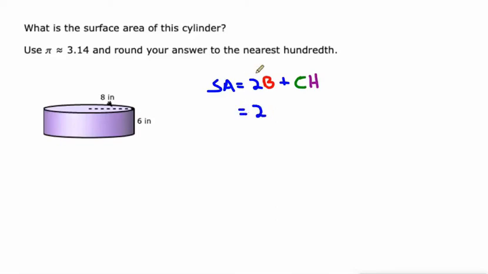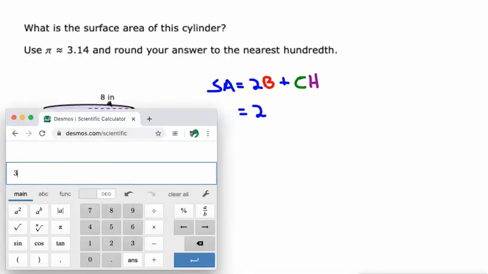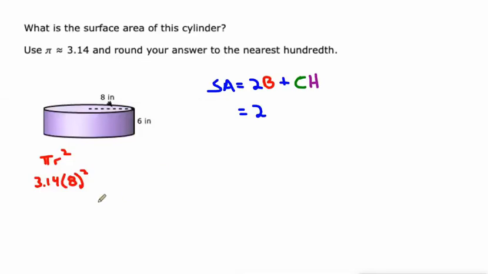So here we go. 2 times the area of the base. Let's come over here and do the area of the base. It's going to be pi r squared, which is 3.14 times 8 squared. We'll use our calculator for that. 3.14 times 8 squared, or 64. And that's 200.96. 200.96 for the area of the base. So 2 times 200.96 would give us the total area of both bases.